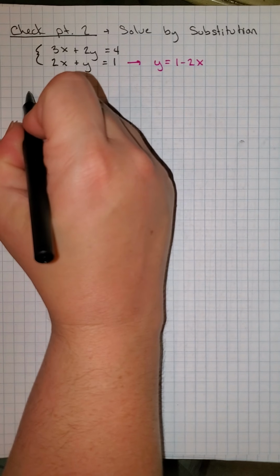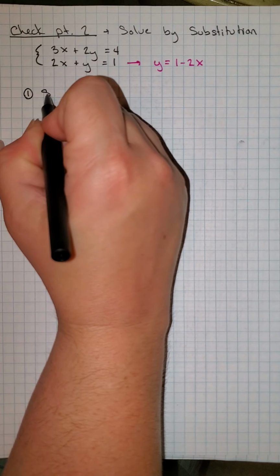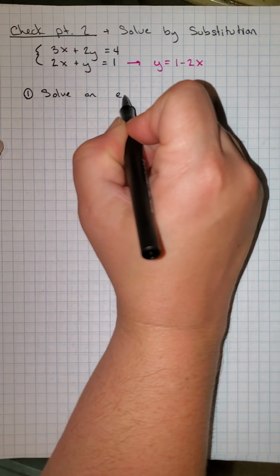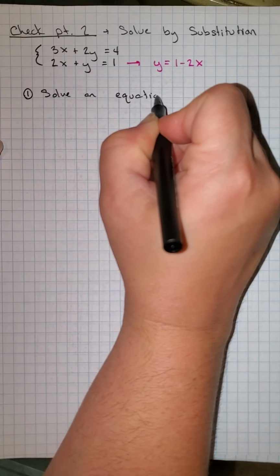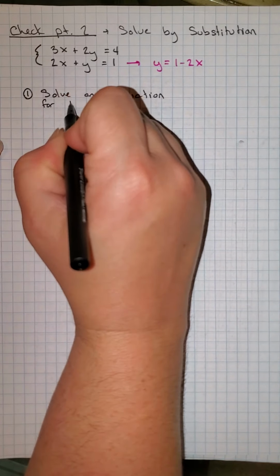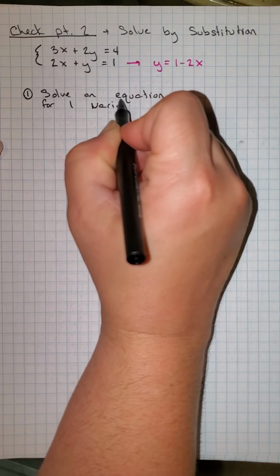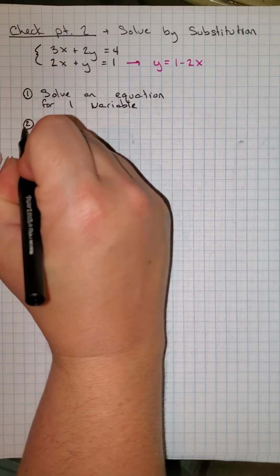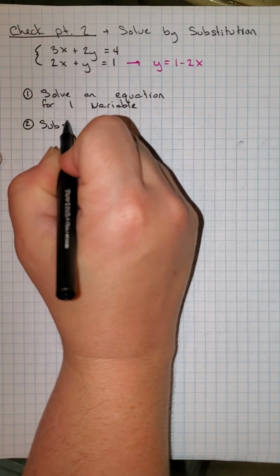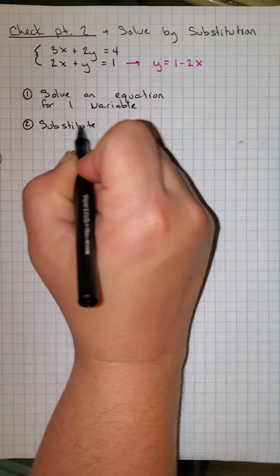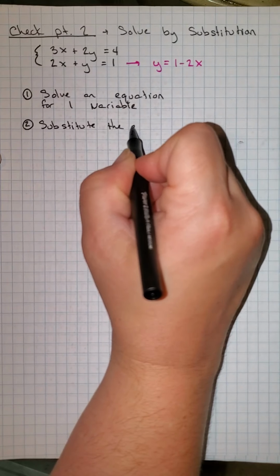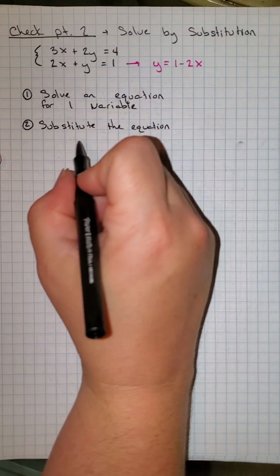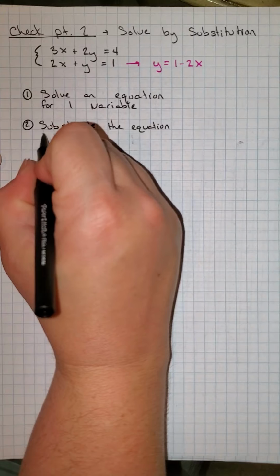Okay, so the first step is to solve an equation for one variable. Alright, did it. Second step is to substitute that equation into the other one. Don't plug it back into itself, that'll get you nowhere.